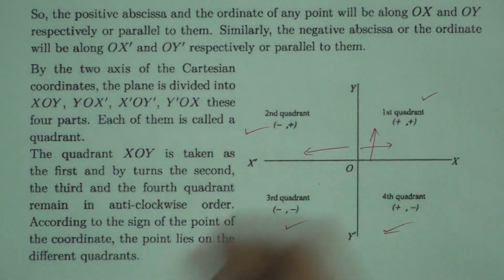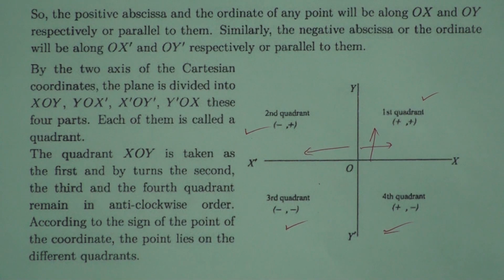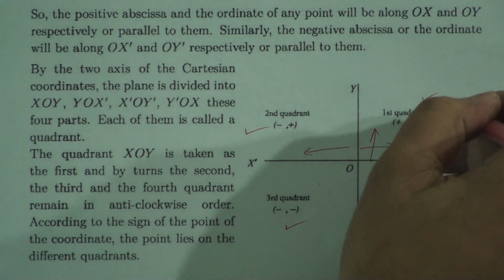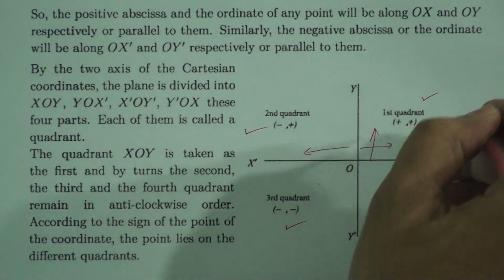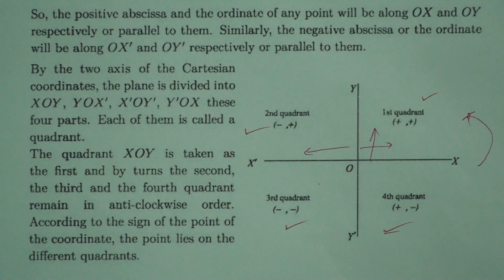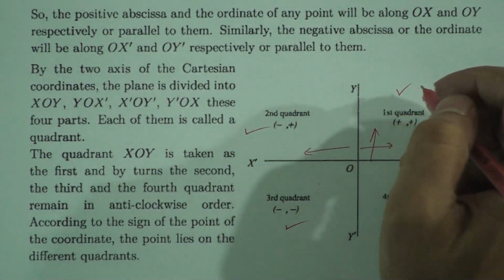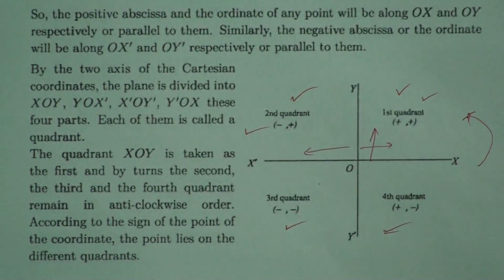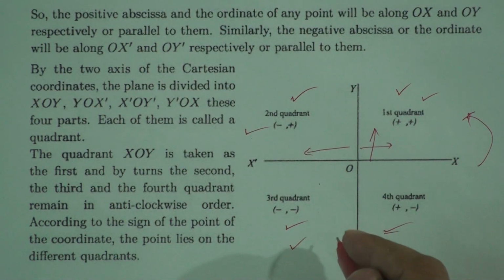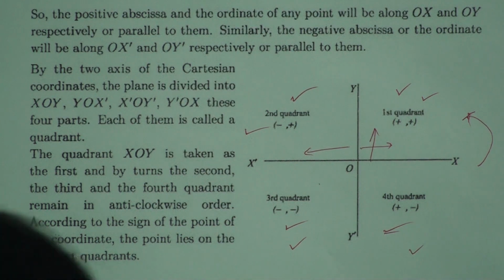So we have to consider the quadrants anti-clockwise. Anti-clockwise means it will move in this direction. So this will be known as the first quadrant, this part is known as the second quadrant, this part is known as the third quadrant, and this is the fourth quadrant.